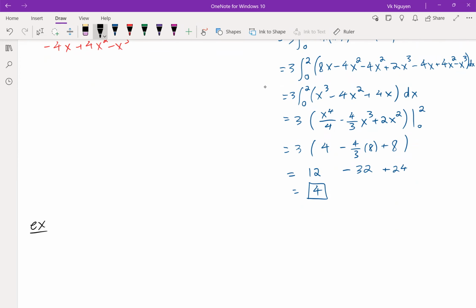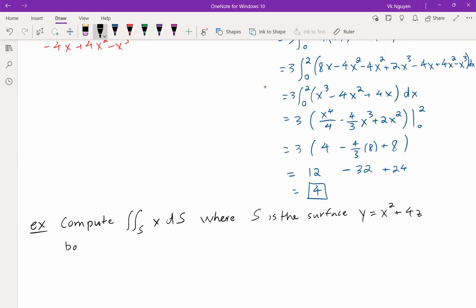Okay, I'll make your life easy here, just compute this one where S is the surface y equal to x squared plus 4z, bounded by the planes x equals 0, x equals 1, z equals 0, z equals 1.